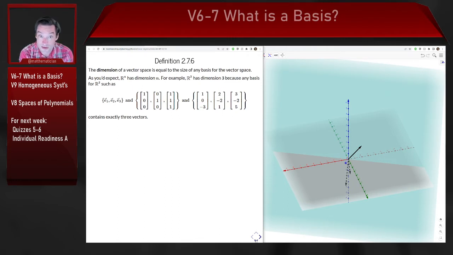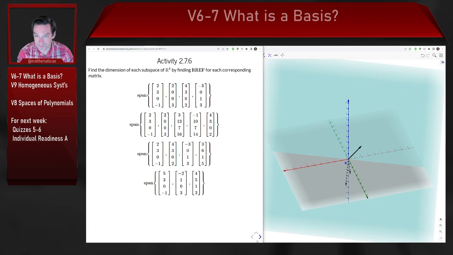So R3 is a 3-dimensional space because no matter what basis I give you for it, that basis is going to have 3 vectors in it. So the dimension of a vector space is just how many vectors are in one of its bases, no matter what basis was being chosen.